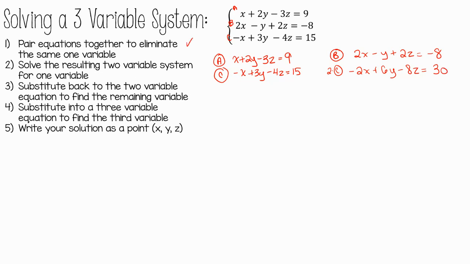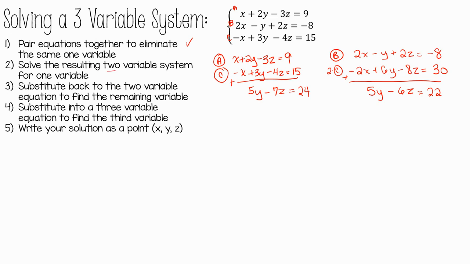Now we want to pair and eliminate. Again, we want that same one variable. If I get rid of x here and y here, it's not going to be helpful. I need to get rid of x in both setups. So I get rid of x, and I end up with 5y minus 7z equals 24. My x's cancel, and I'm left with 5y minus 6z equals 22. Now we're going to solve the resulting two-variable system.